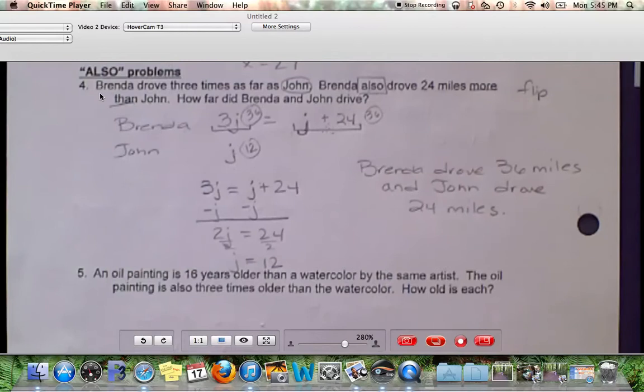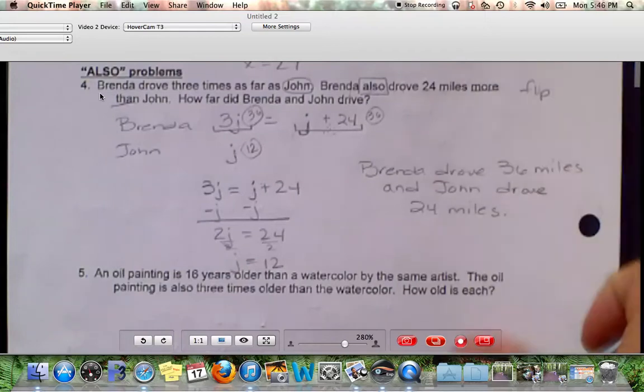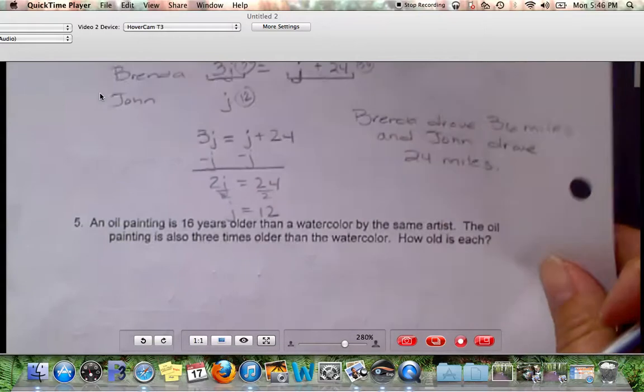So why don't you give number 5 a try all by yourself without any help? Go ahead and push pause, give that one a try, and then come back and check it. Okay, let's see how you did.